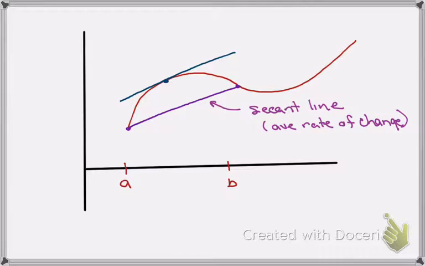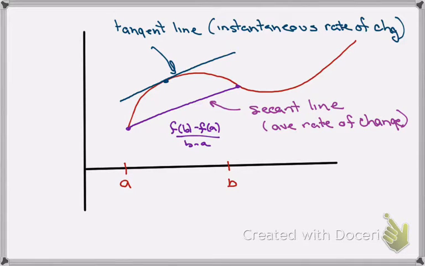And that secant line is also what we know as the average rate of change, because the slope of that secant line is the average rate of change. We find that slope by calculating f of b minus f of a over b minus a. So f of b minus f of a all over b minus a would be the slope of that secant line. And then the bluish line is a tangent line, and the slope of that tangent line is the instantaneous rate of change. And of course, the slope of that tangent line would just be f prime at c.